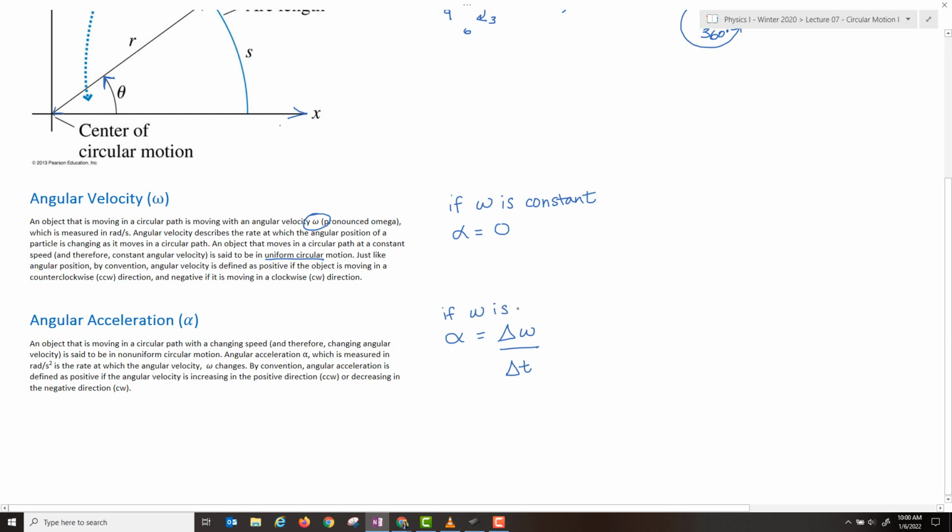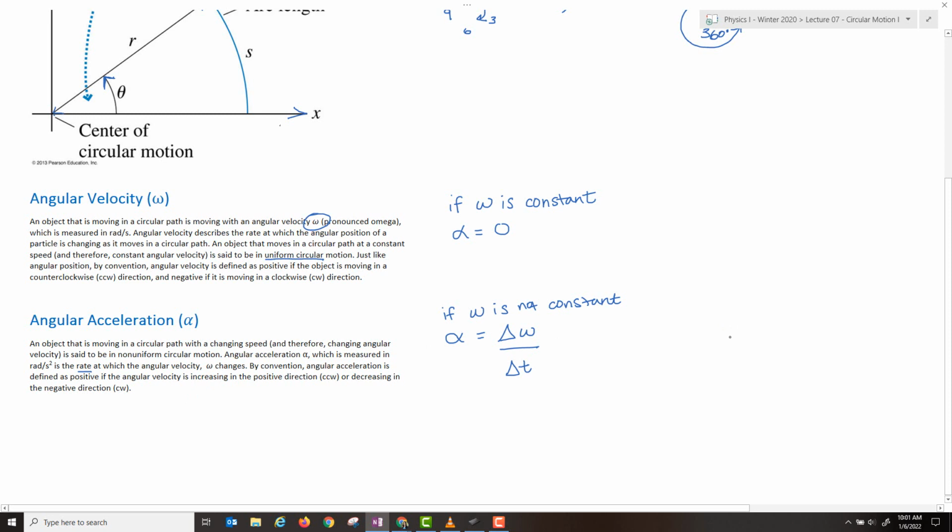But if omega is not constant, then alpha is the change in angular velocity over the change in time. So angular acceleration alpha, which is measured in radians per second squared, is the rate at which the angular velocity omega changes over time. By convention, angular acceleration is defined as positive if the angular velocity is increasing in the positive direction or decreasing in the negative direction.